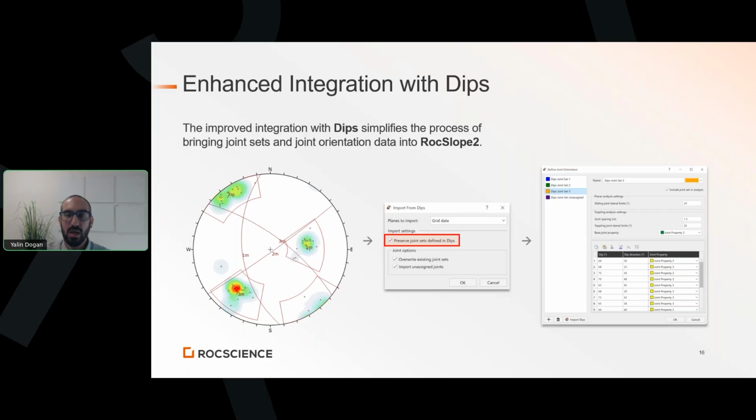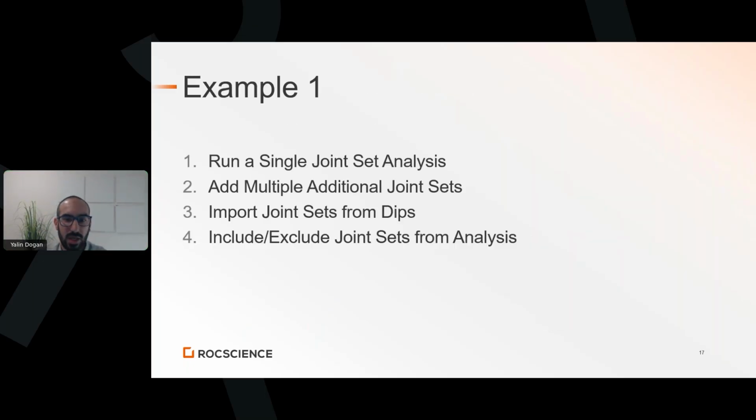During the import process, we can choose to preserve joint sets defined in DIPS, importing each set as a separate editable group within RocSlope2. We can bring in any joint orientations that are not assigned to any set in DIPS into a default group in RocSlope2 as well. So, we can directly import all DIPS joint orientation data into a single predefined joint set chosen from the defined joint set orientation dialog. Okay, great.